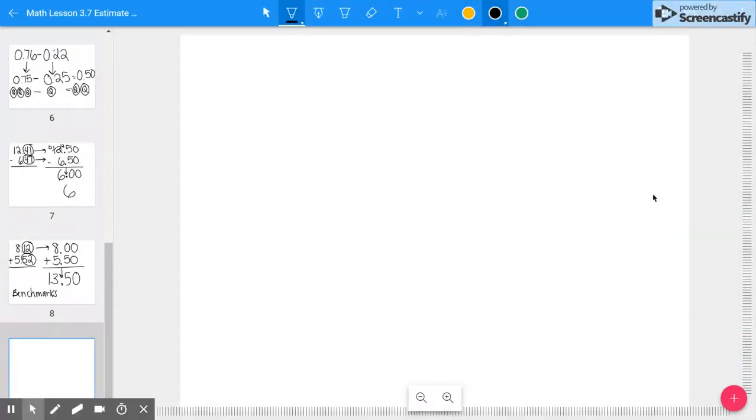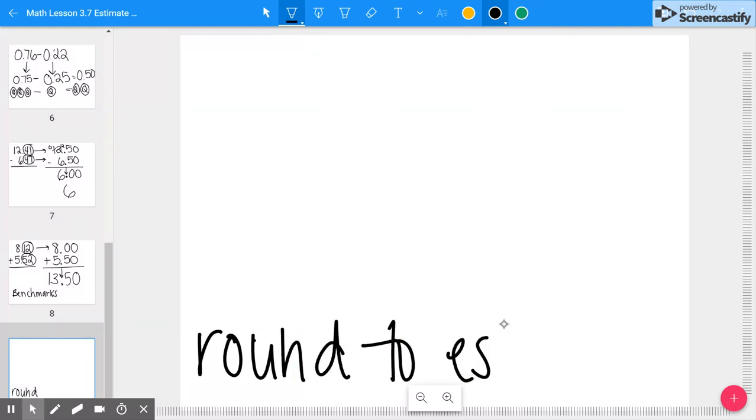Now let's go back to rounding. If my directions say to round to estimate, we are rounding to the nearest whole number, unless it says something else.